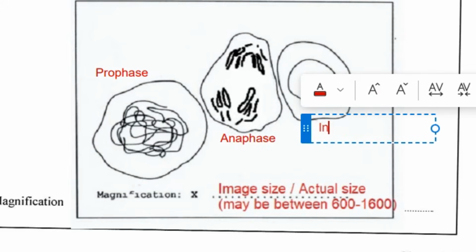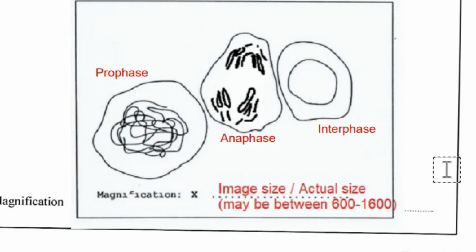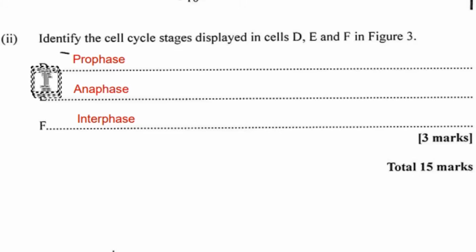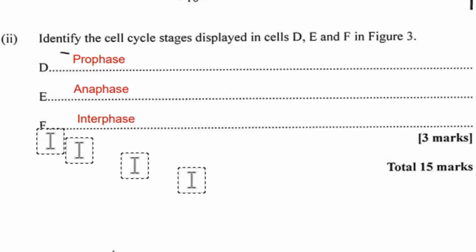And this last phase here is interphase, which is not really a phase of mitosis. Interphase is the beginning of cell division. It actually accounts for 95% of the cell division process, because what's really happening at interphase, where the nucleus and the nuclear membrane are still intact, is that the DNA is being replicated inside to form that double chromatid structure that we see as chromosomes. And here we have the names of the three: D is prophase, E is anaphase, F is interphase.